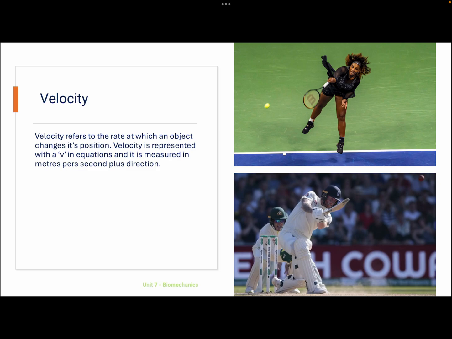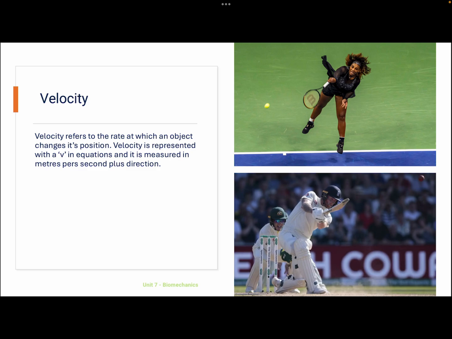Velocity refers to the rate at which an object changes its position. Velocity is represented with a V in equations, and it is measured in meters per second plus direction. You could say a runner is running at 10 meters per second west. Velocity is calculated by total displacement measured in meters divided by total time taken, recorded in seconds. A couple of examples would be in tennis and in cricket.